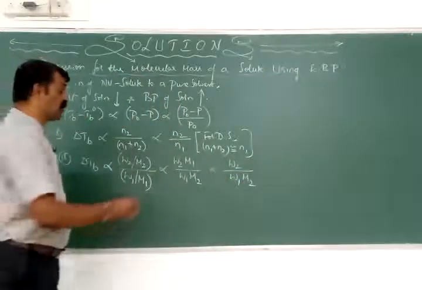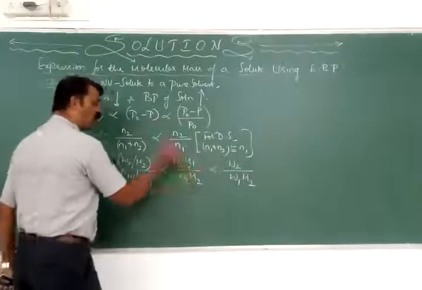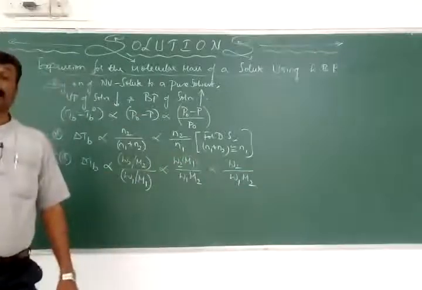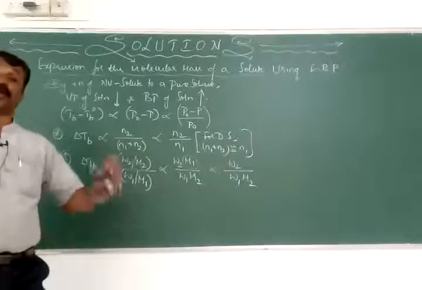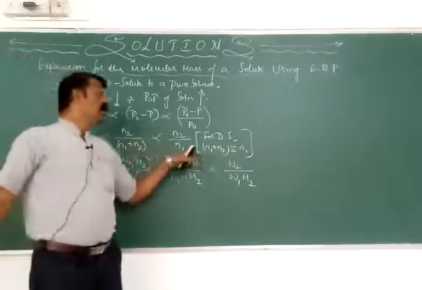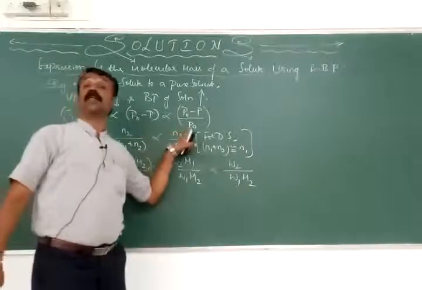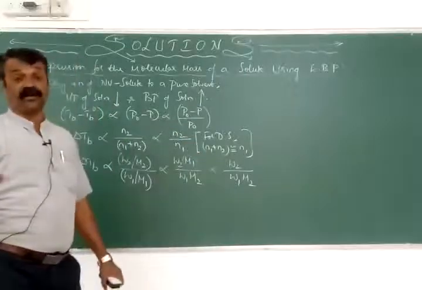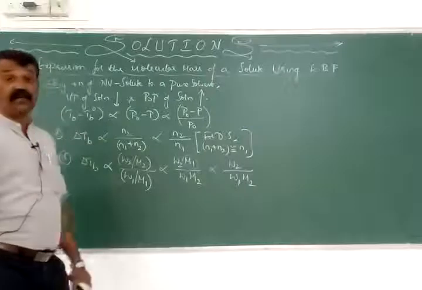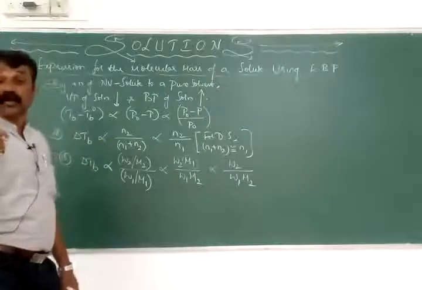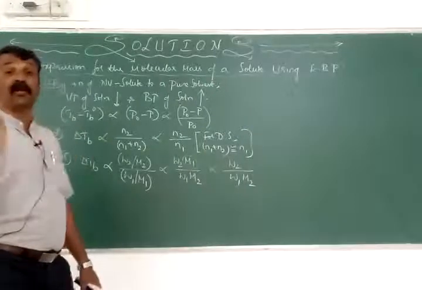Why? Because I have neglected what? M1. Why? What is M1 here? It is the molecular mass of the solvent, which is found to be constant with respect to the given solution. That is why M1 is constant. Here, what is neglected? P0 is neglected. Why? Because it is the vapor pressure of the pure solvent. Similarly, M1 is also neglected, because it is an example for a solvent. Only the solute is variable, the solution is variable, but not the solvent.